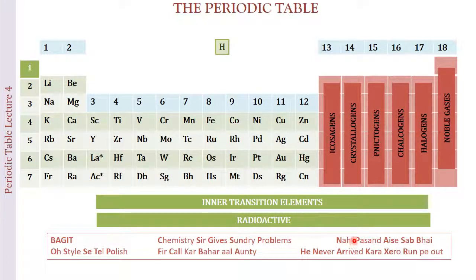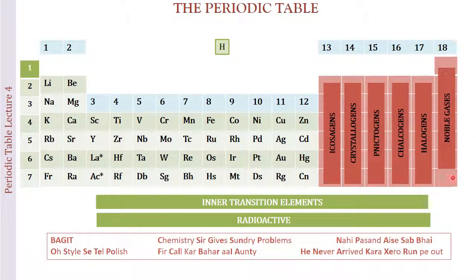Right? And then you can remember the mnemonic for the 15th group elements, that is the nitrogen family, the pnictogens: nahi pasand aise sab bhai. Okay, so just figure out what these elements are. You have to learn all of them. Then we have the chalcogens, the oxygen family, and the mnemonic to remember them is O style say tail polish. Then we have the halogens, the 17th group, and fir call kar bahar आई auntie. Just see what they mean, okay, and you will find that learning is very easy.